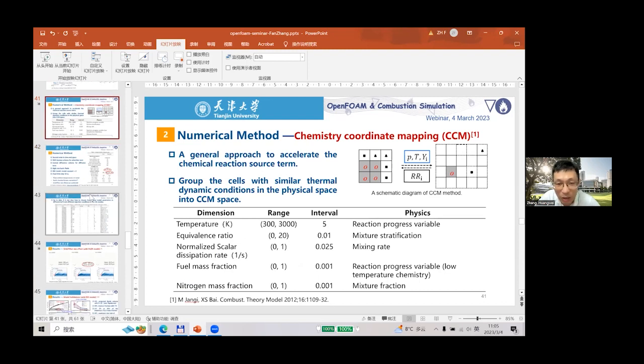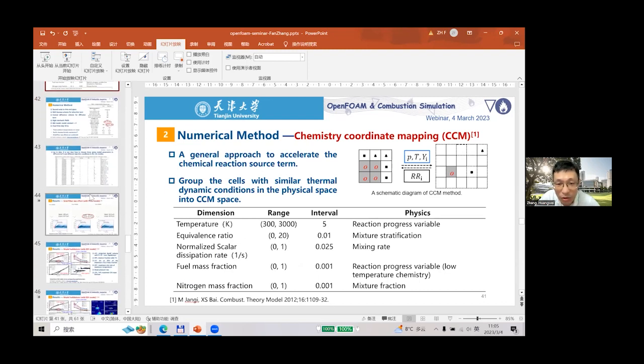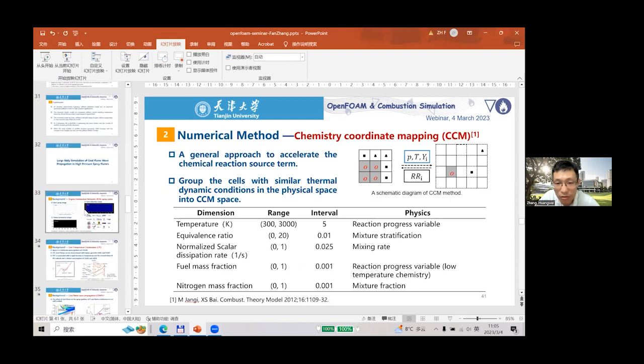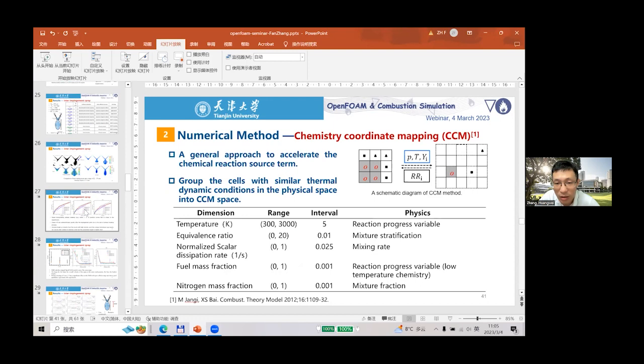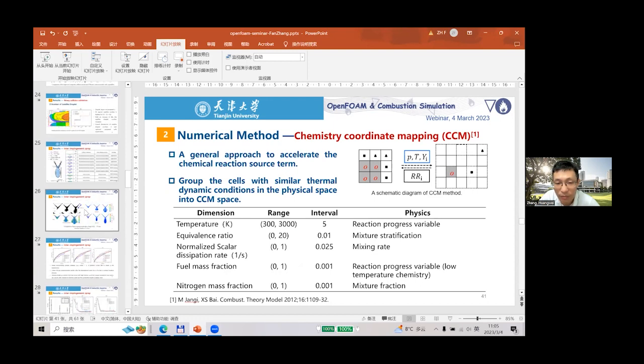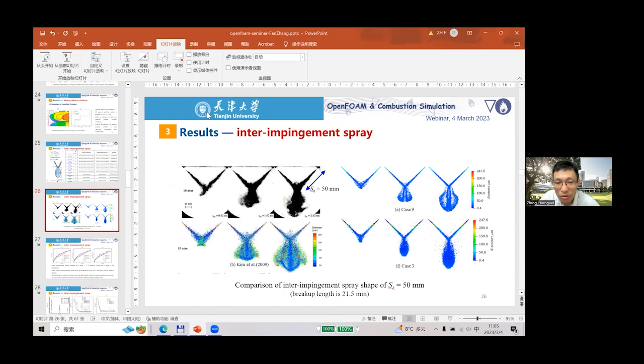Never mind. So there is one question from the audience. What is the distribution of the injected droplet size in the comparison of different breakup models? This is his question. Let's see, the distribution of the injected droplet size in comparison of different breakup models.